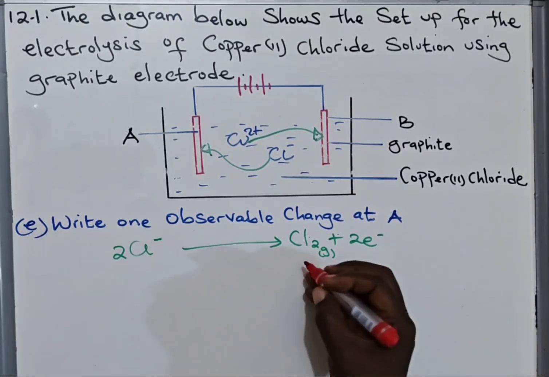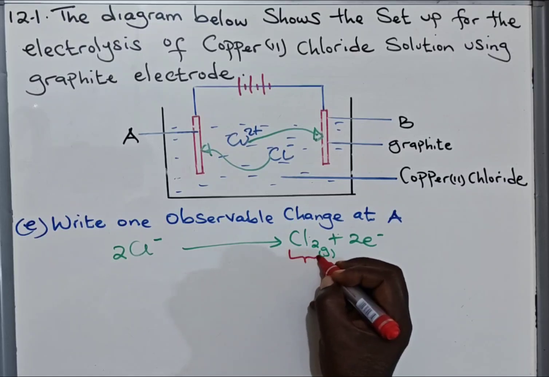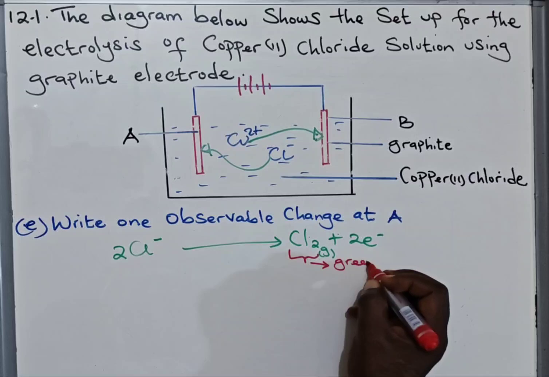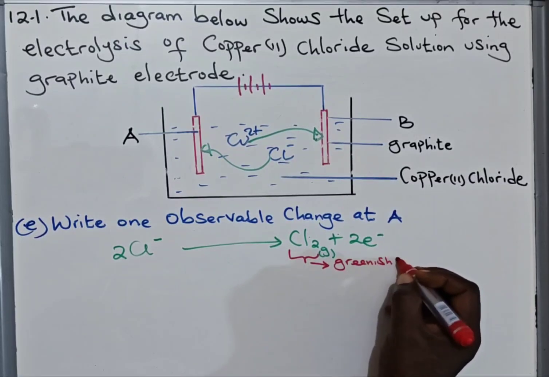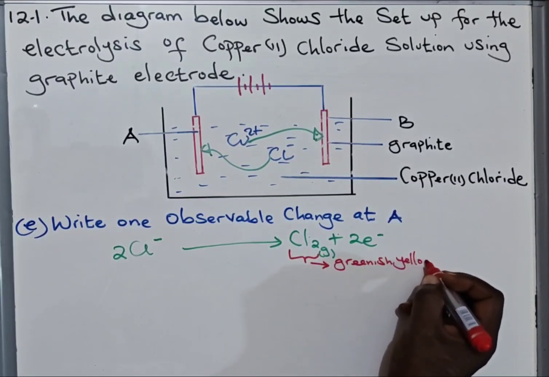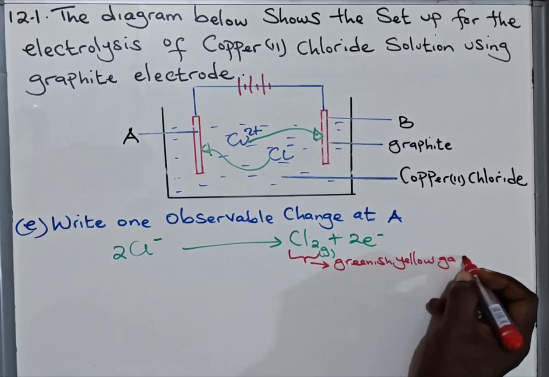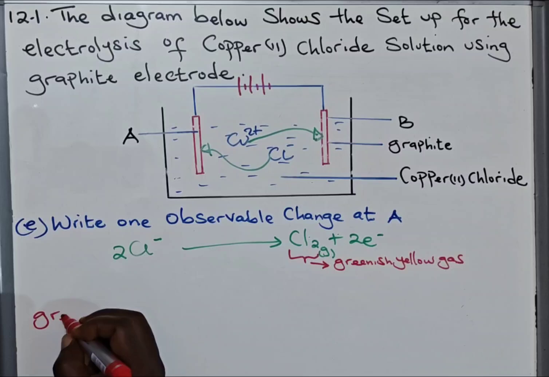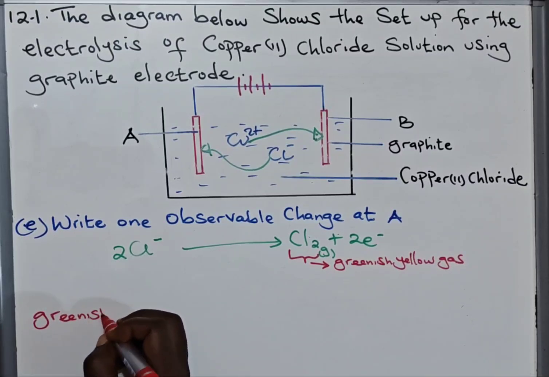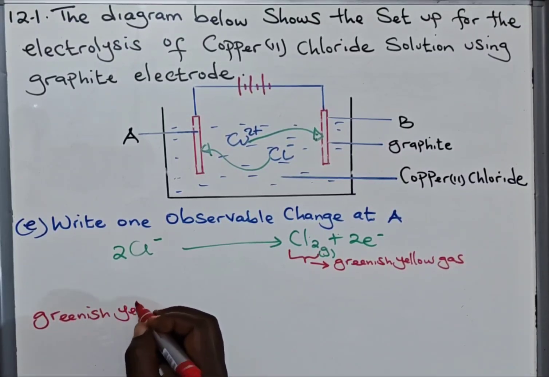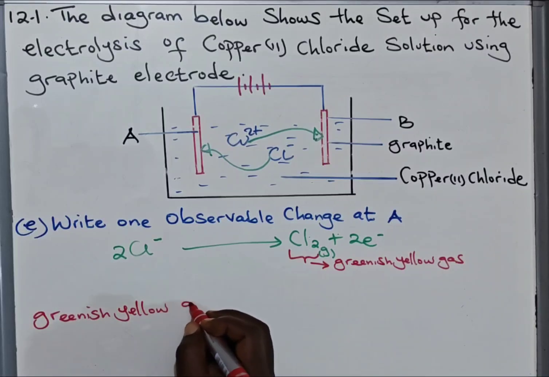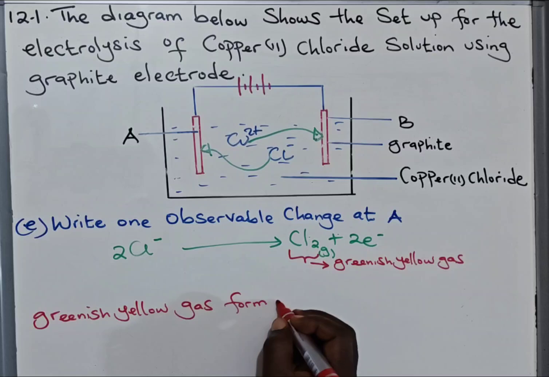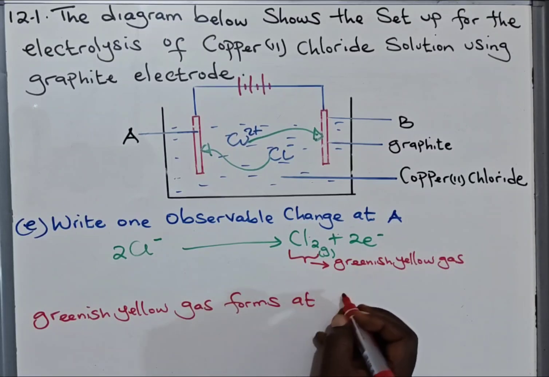But now you need to know, what is the nature of chlorine? Chlorine is a greenish yellow gas. So what are you going to say? We're going to say greenish yellow gas forms at A.